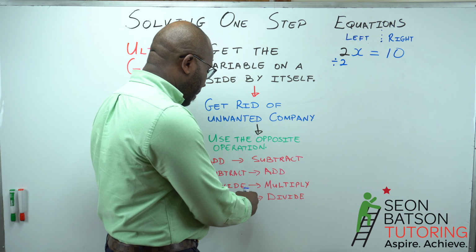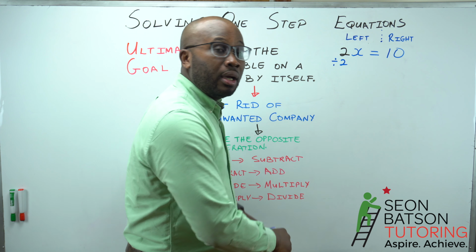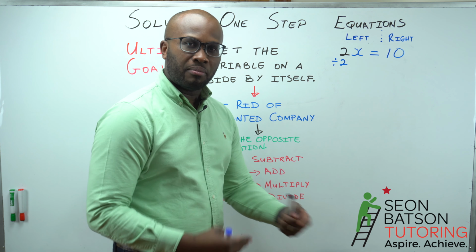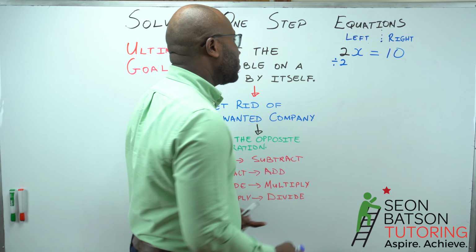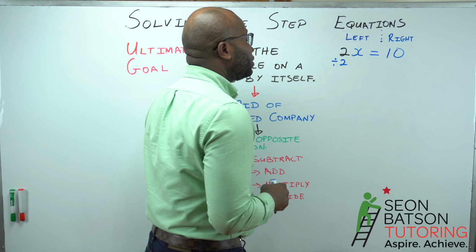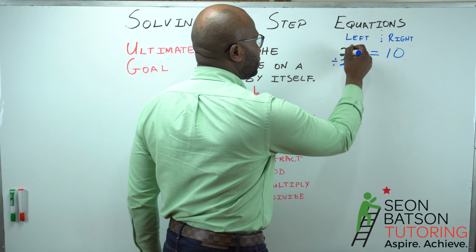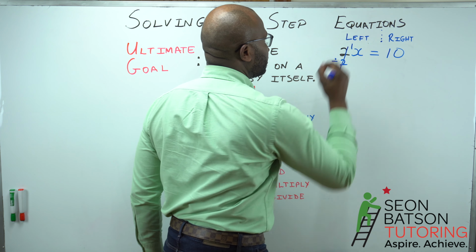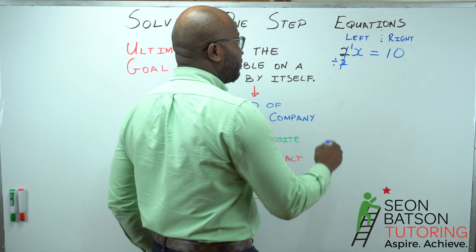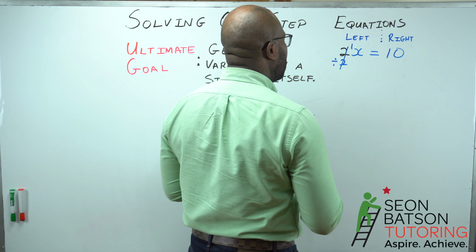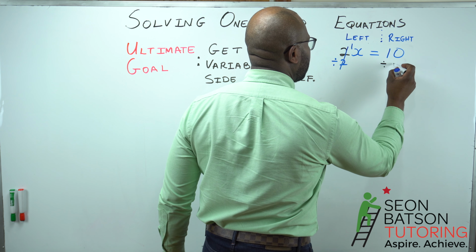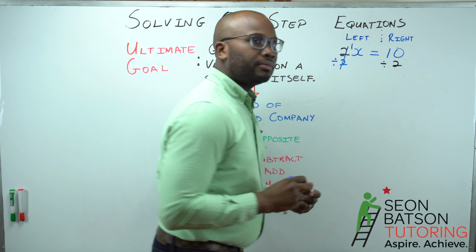Because the opposite operation of multiplying is dividing, or the opposite operation of multiplication is division. So since the 2 is multiplying the x, we will divide by 2 to get rid of the 2. And 2 divided by 2 will give us 1. Yes? Now, we aren't finished. If we divide the left side by 2, we must also divide the right side by 2. Yes?